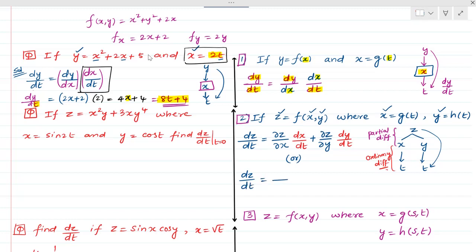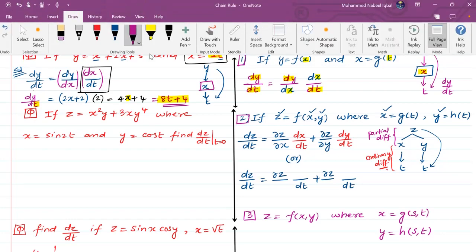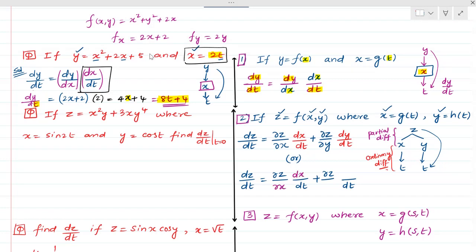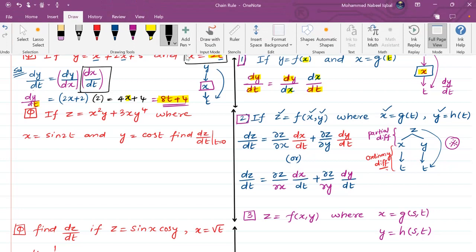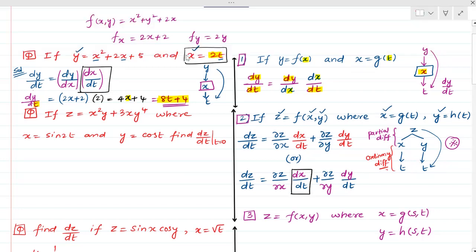So here ∂z/∂x dx/dt plus ∂z/∂y dy/dt. So I write the value ∂x/dx, ∂y/dy. If you understand it like this, you will never forget the rule. Two variables, partial; one variable, ordinary. That's why you will have a d here, a dx over dt, dy over dt, because it's a single variable.